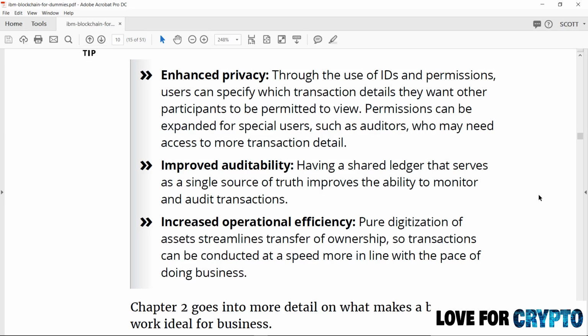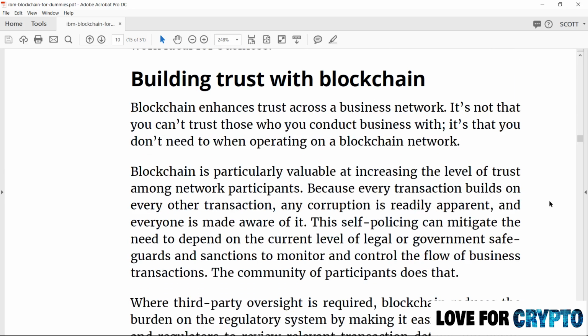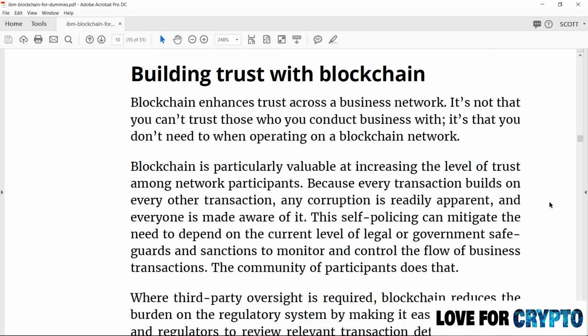Increased operational efficiency. Pure digitization of assets streamlines transfer of ownership, so transactions can be conducted at a speed more in line with the pace of doing business. Chapter 2 goes into more detail on what makes a blockchain network ideal for business. We'll move on to building trust with blockchain.